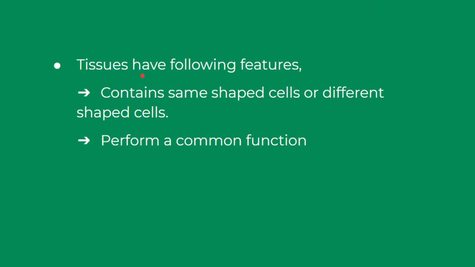For an example, if you take muscle tissues, they help with the contraction and relaxation of our muscles. They help us to move. Then when you take something like the intestinal tissues, they help us with the digestion and stuff. When you take cardiac tissues, they help with the heart's function. It's like that. They perform a common function.